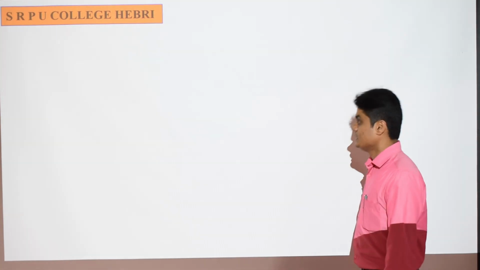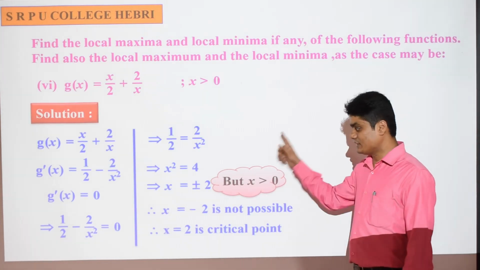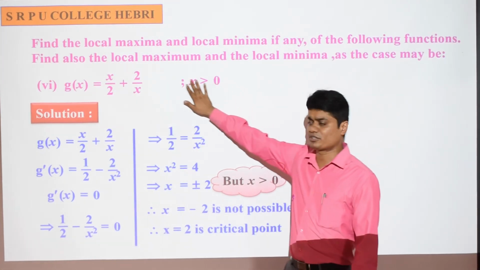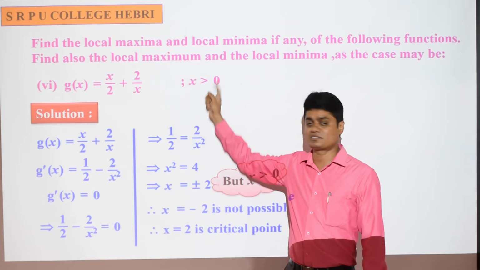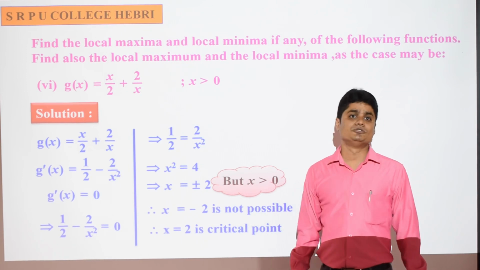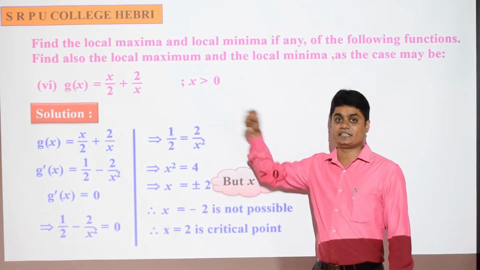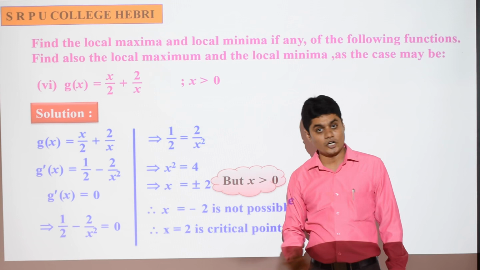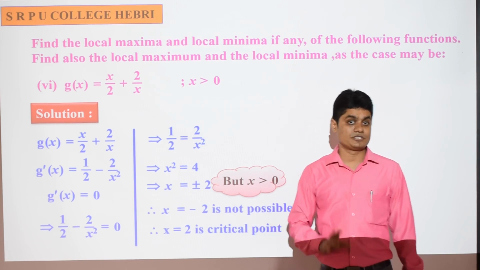Okay, so we continue. Did you understand? Remember this correctly. In the exam you don't observe x greater than 0. So if you write two points, then definitely you lose a mark. Here clearly it is given that x should be positive, x negative is not possible. x equal to minus 2 is not allowed.